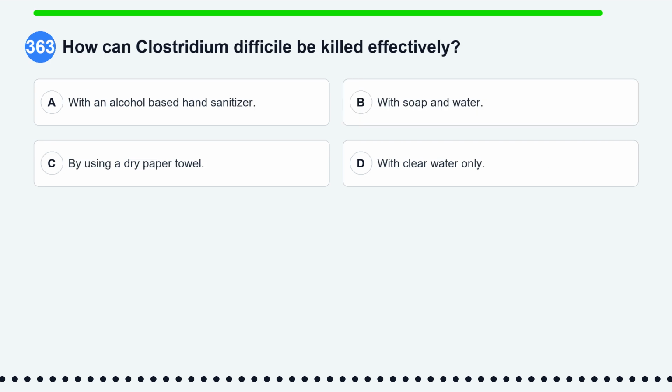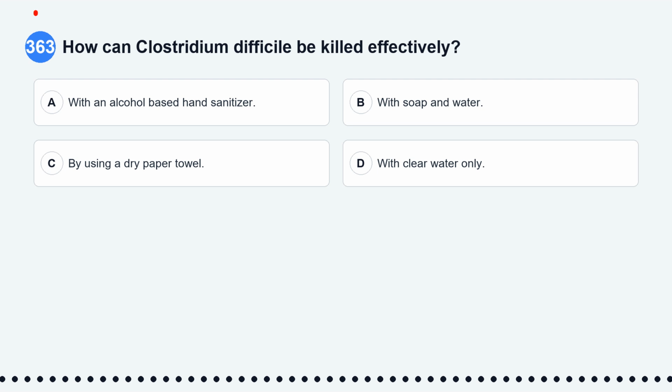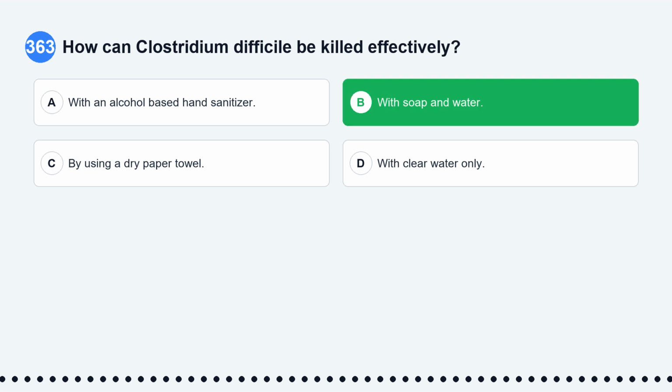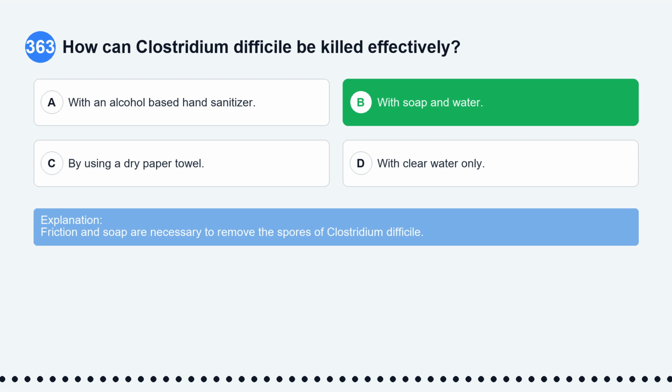Question 363. How can Clostridium difficile be killed effectively? Option A, with an alcohol-based hand sanitizer. Option B, with soap and water. Option C, by using a dry paper towel. Option D, with clear water only. The correct answer is option B, with soap and water. Friction and soap are necessary to remove the spores of Clostridium difficile.